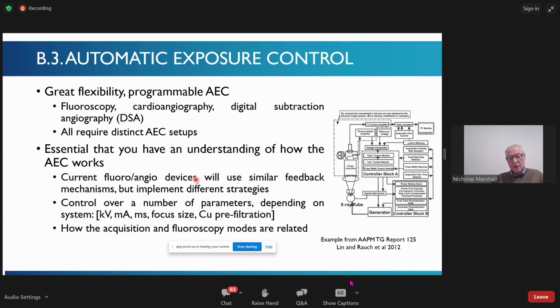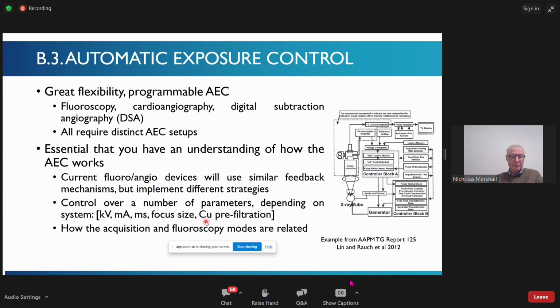The system will have control over a number of parameters, and this will depend on the imaging system. It will vary the kV, the tube current, the millisecond or the pulse length, the focus size, maybe the copper filtration as patient thickness changes. And I think you need to find out how your system is working so that you can test it properly, and also how the acquisition and the fluoroscopy modes are related. So you might select some acquisition mode, and then that will program some kind of fluoroscopy dedicated to that type of acquisition. And if you change to a different acquisition program, then the fluoroscopy mode will change. And then there'll be sub-modes within the fluoroscopy. So you could go to low, normal, or high within those modes.